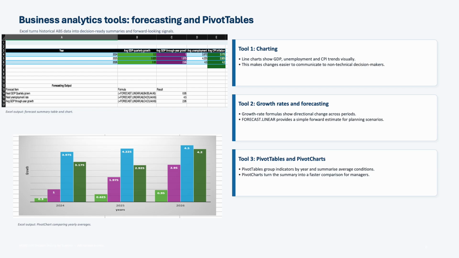The third tool is pivot tables and pivot charts. Pivot tables summarize the indicators by year, while pivot charts make the comparison easier to interpret visually. These tools are useful because they turn raw ABS data into decision-ready information instead of only describing the data. Excel helps connect economic trends to practical business decisions such as staffing, budgeting, sales targets, and risk control.